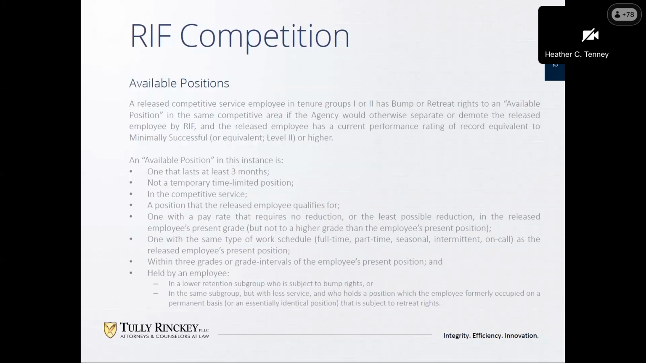move to group 2. Now, ultimately, a released competitive service employee in tenure group 1 or 2 has bump or retreat rights to an available position in the same competitive area if the agency would otherwise separate or demote the released employee by RIF, and the released employee has a current performance rating of record equivalent to minimally successful or higher. Now, as you can see, there's a list of what ultimately is an available position.